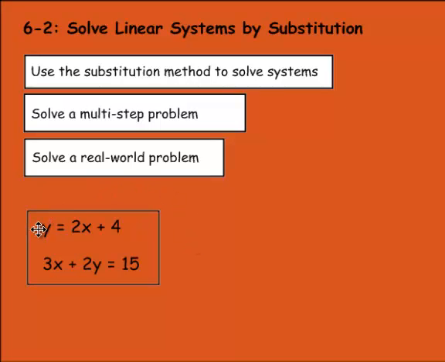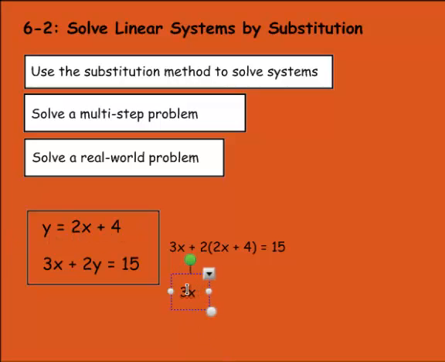So for example, we have y equals 2x plus 4, and then we have 3x plus 2y equals 15. Well, here I know exactly what 1y equals, so therefore this is the same as 1y. So I could plug 2x plus 4 in for y here, and I could rewrite my equation. I could do 3x plus 2 times (2x plus 4), and that equals 15. Doing this, I can now solve for x. And once I solve for x, I can plug that into the equation and solve for y.